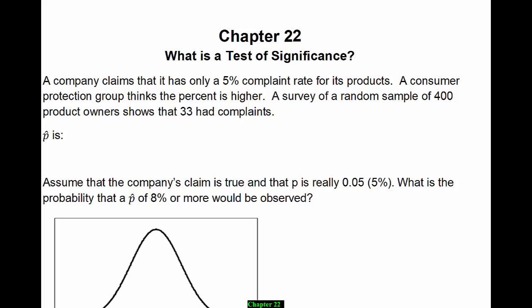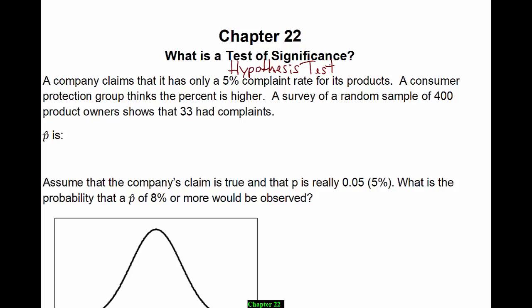Chapter 22 is called What is a Test of Significance? But the way that we usually refer to tests of significance in statistics is by using the term hypothesis test. We're going to start right off with an example.